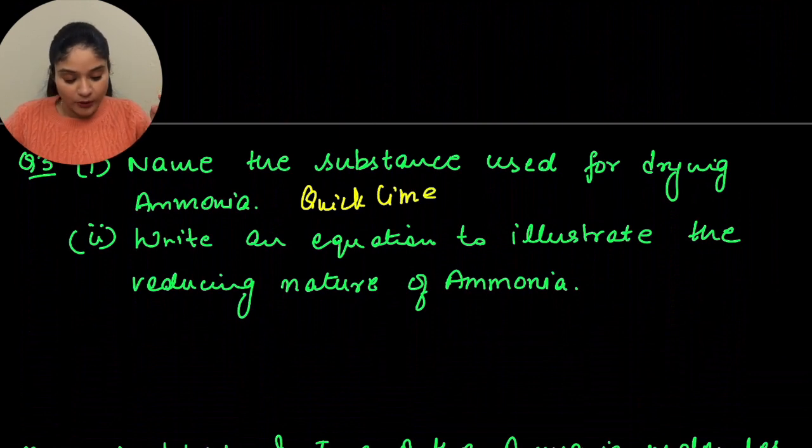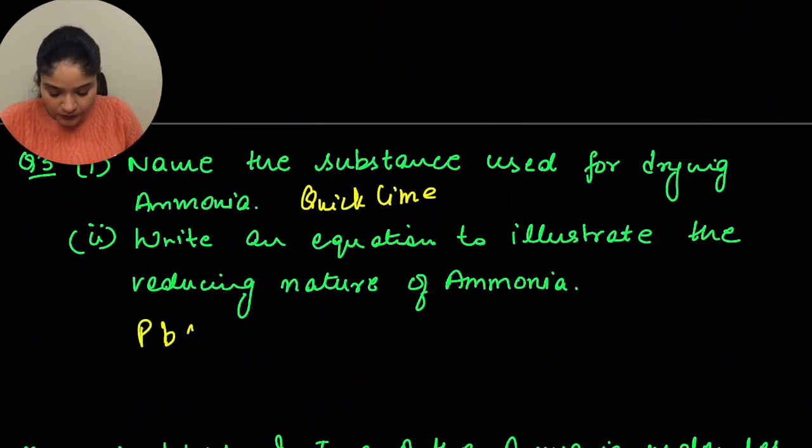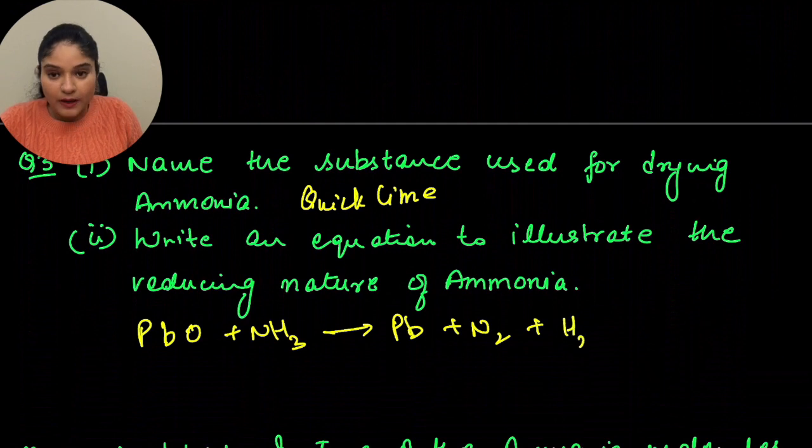Next is, write an equation to illustrate the reducing nature of ammonia. The equation that we did above, the copper oxide one, you can use that. Or you can use lead oxide. In the above answer, I've mentioned the copper oxide equation. For this one, I'll write the lead oxide equation for you. So PbO plus NH3 gives me Pb plus nitrogen plus water.